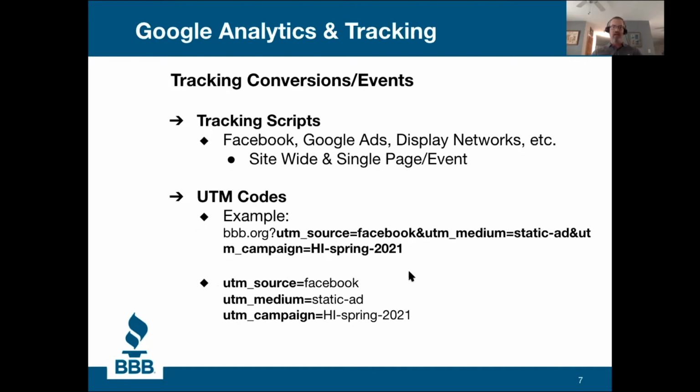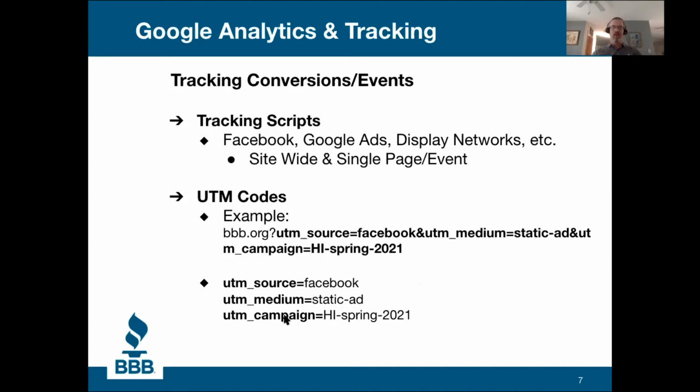And so the UTM is essentially anything after the question mark, utm_source. So we have 3 key variables that give us information on the campaign. There's 2 more that we can add, but for this example, we really only needed these 3 data points. So I know that any click that came from this ad came from Facebook. I know that this was a static ad. It wasn't a video ad. It wasn't an organic post.